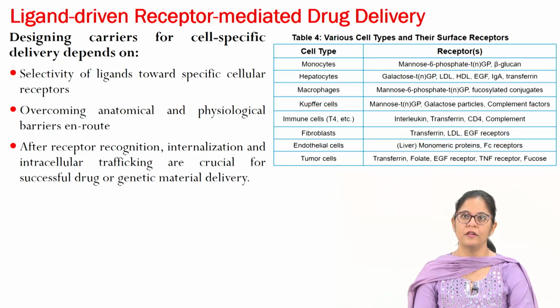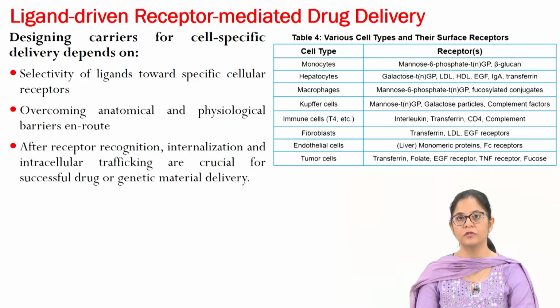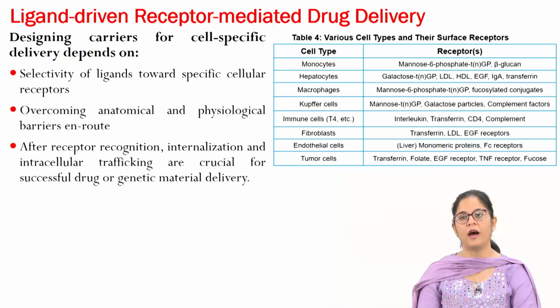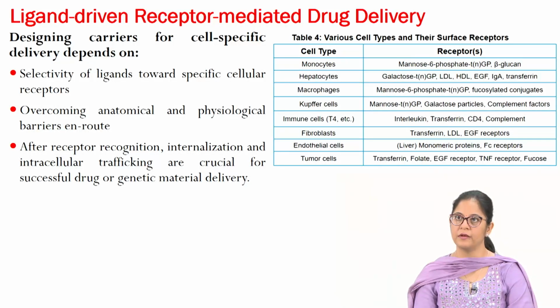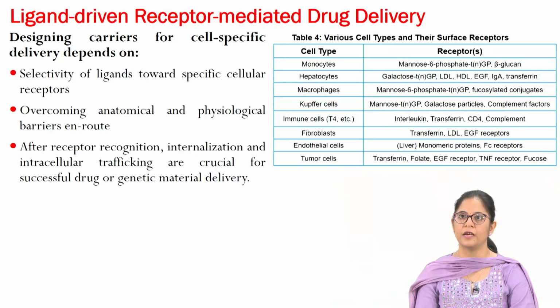Now, designing carriers for cell-specific delivery depends on the selectivity of ligands towards specific cellular receptors, overcoming anatomical and physiological barriers which will be there en route. After receptor recognition, internalization and intracellular trafficking, that is movement of the complete drug delivery system into the cell, are crucial for successful drug or genetic material delivery. The various cell types and their surface receptors have been mentioned in table 4. These are basically used as a guiding principle for selecting the kind of ligands.